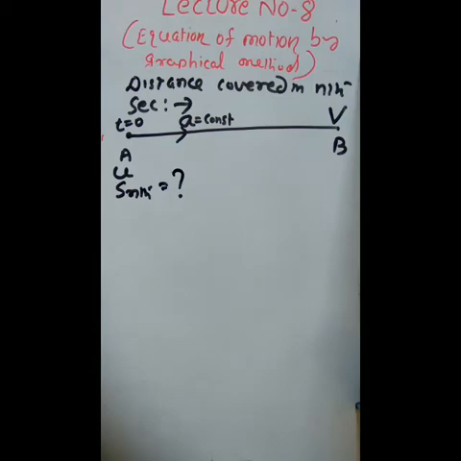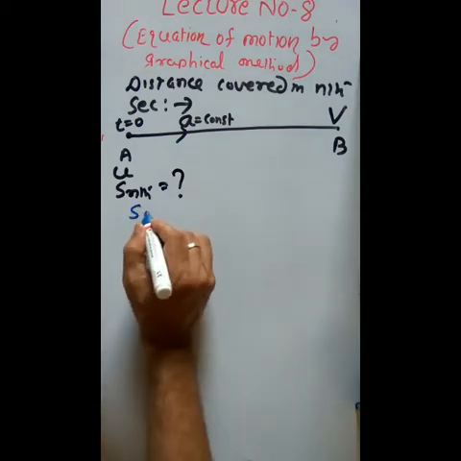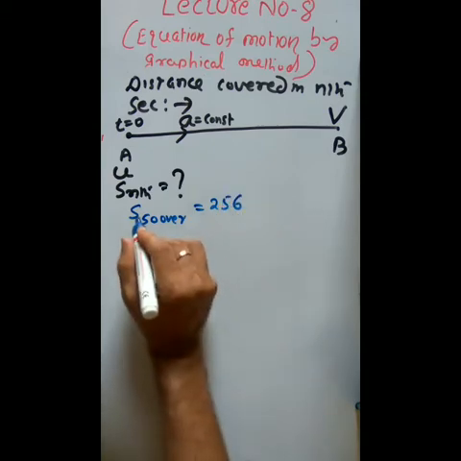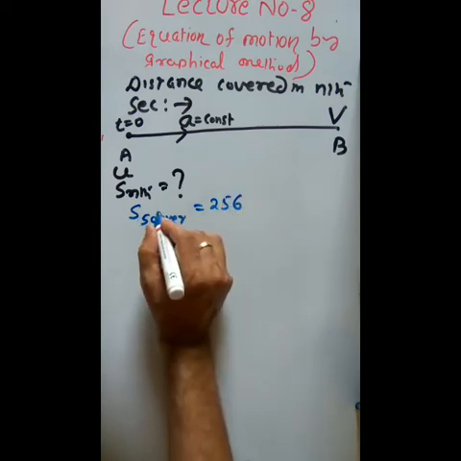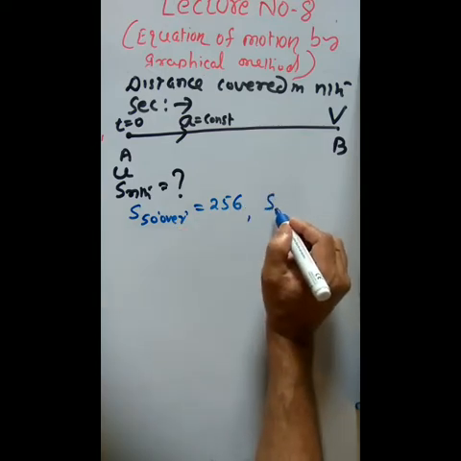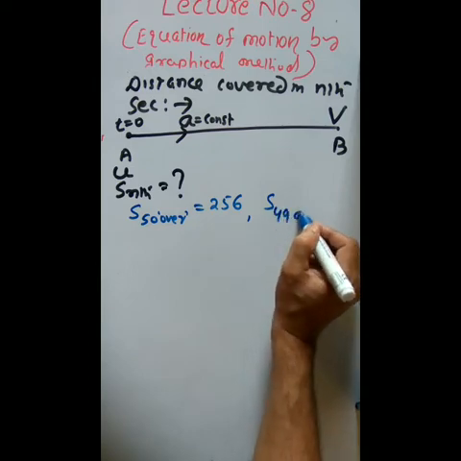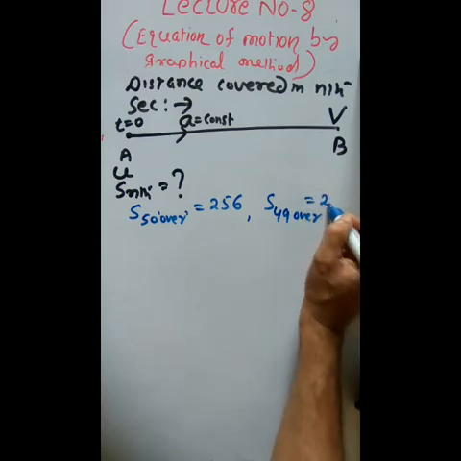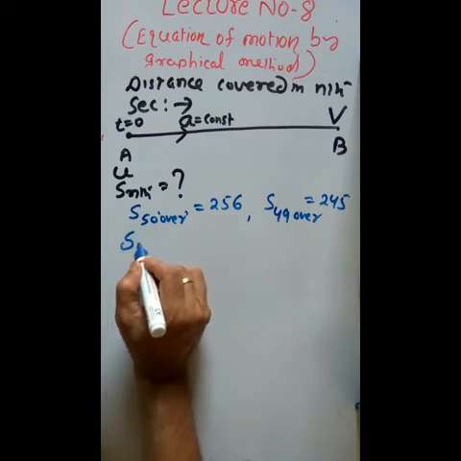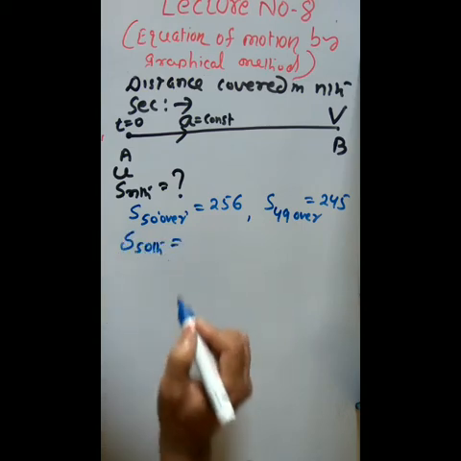So if you take an example in cricket, suppose the score of India in 50 overs is equal to 256 runs. Then the score of the Indian cricket team in 49 overs is equal to 245 runs. So now tell me what is the score in the last over. Last over means what? 50th over.